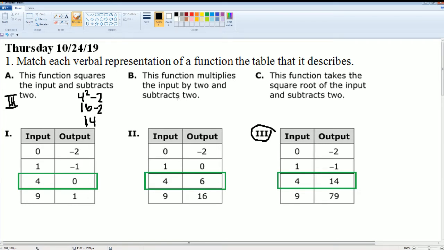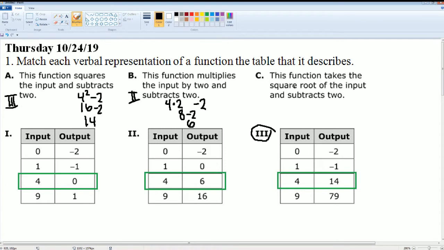You should draw an arrow too if you want. Okay, this function multiplies the input by 2. So the input was 4. We multiply that by 2, then subtract 2. So 4 times 2 becomes 8. 8 subtract 2, that gets you a 6. Which one is that one? Oh, this one. There you go.